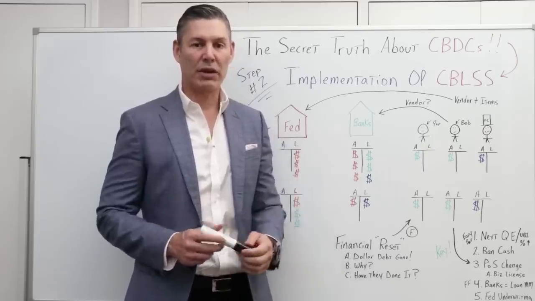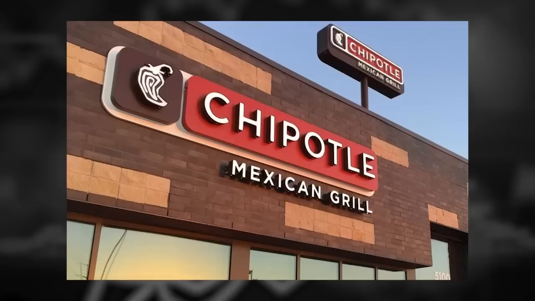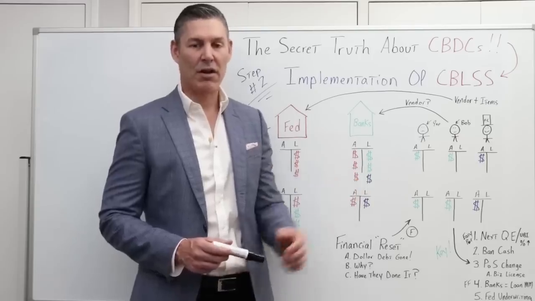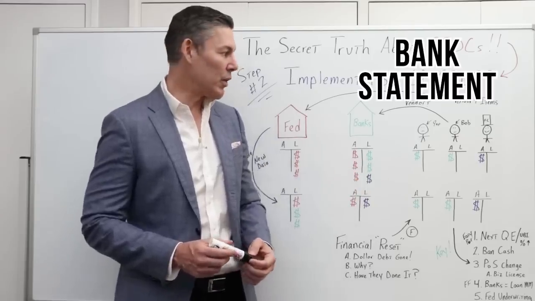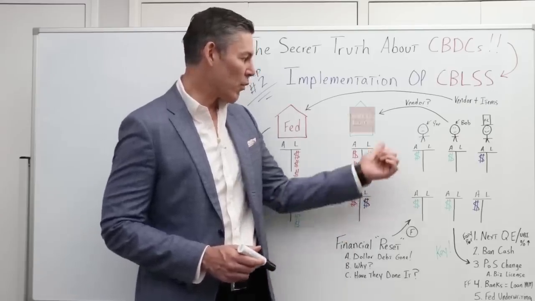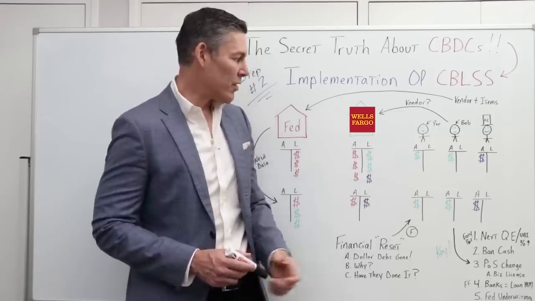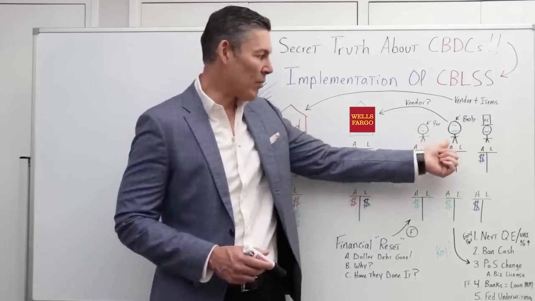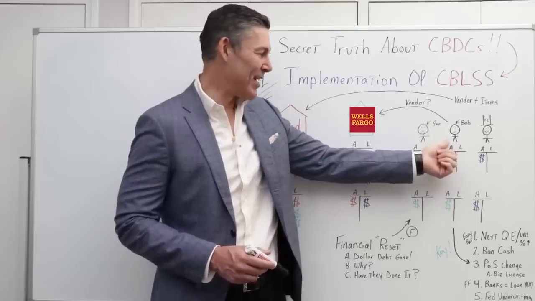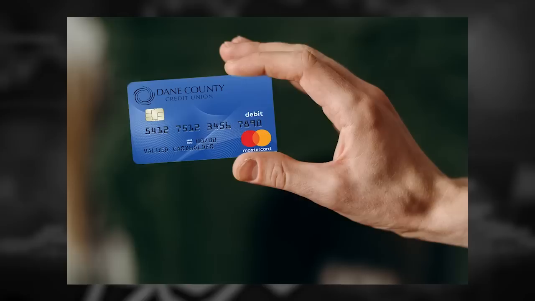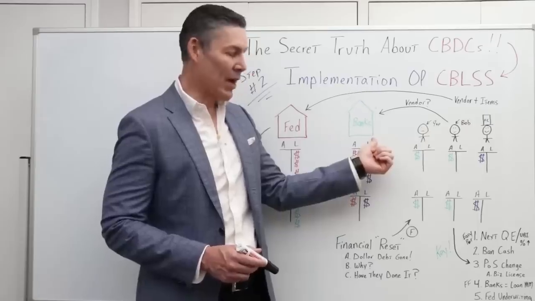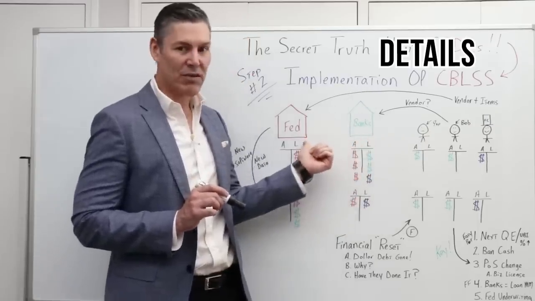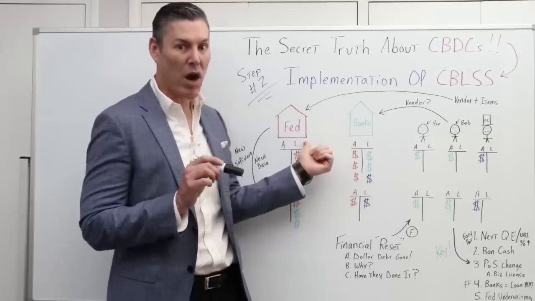So let me give you an example of how this would work. Well, we talked about you going to lunch today at Chipotle and then going to your Wells Fargo account and seeing the transaction right there on your bank statement. Okay, well, we know that because you use your Wells Fargo card, Wells Fargo has the information from Bob, let's say he owns Chipotle, because you use your debit card there. But what the banks don't have is the details of those transactions, and that's what the central planners and the authoritarians want.